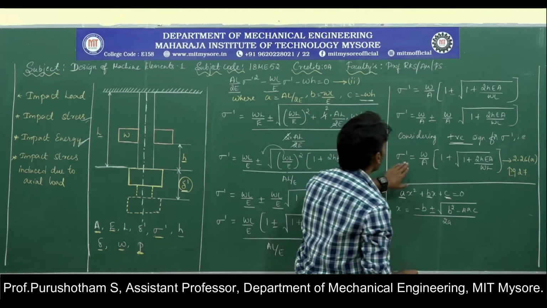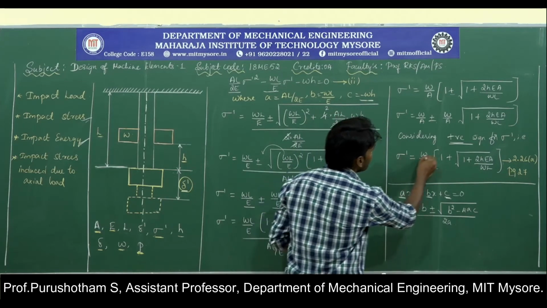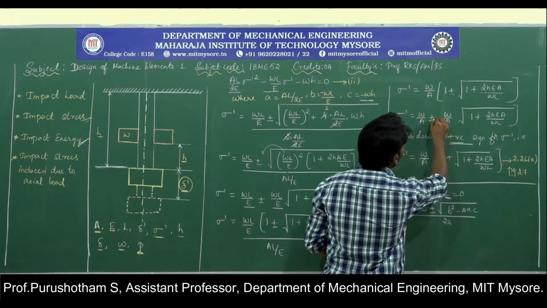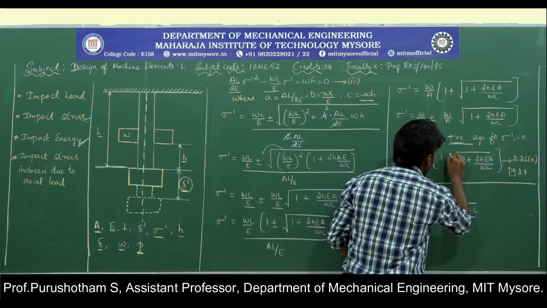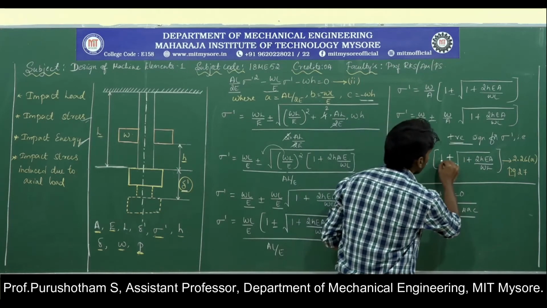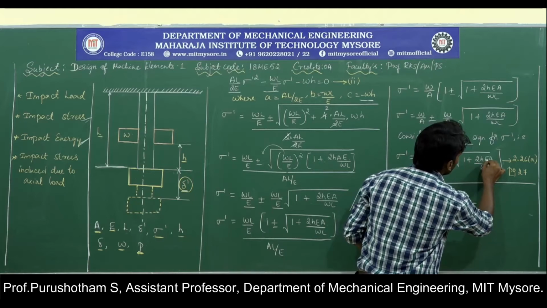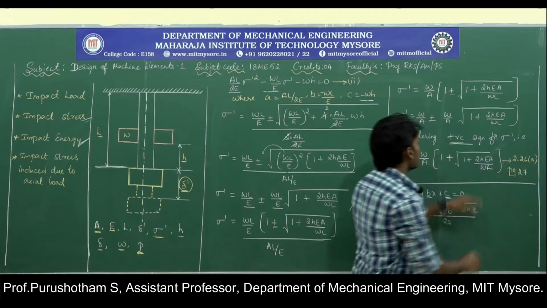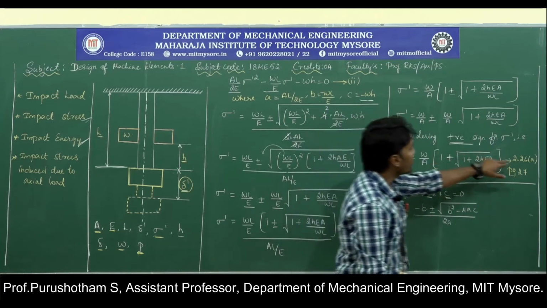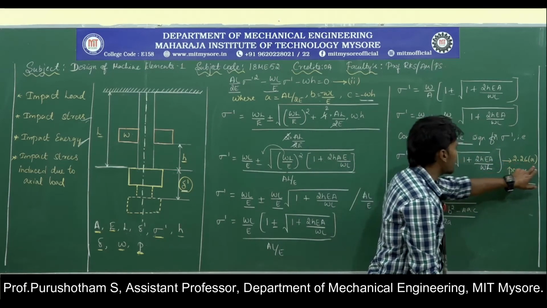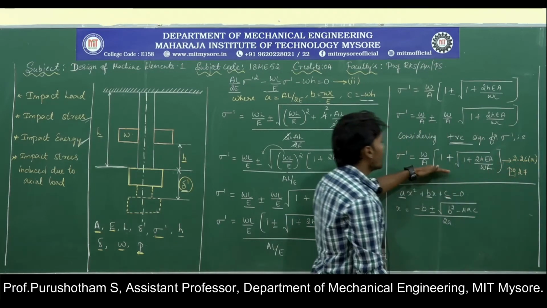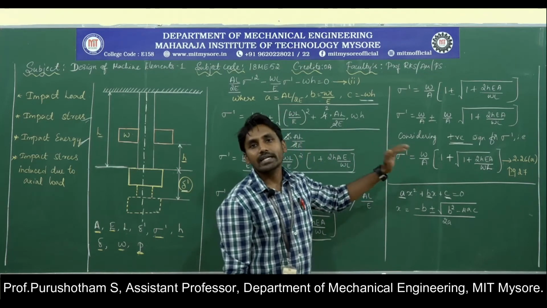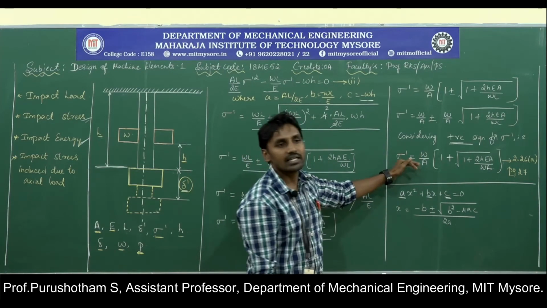Then taking the common factor, you will get sigma dash equal to W by A into 1 plus square root of 1 plus 2H EA by WL, considering the positive sign. So this will be the impact stress equation, which is available in the data handbook, 2.26a, on page number 27.